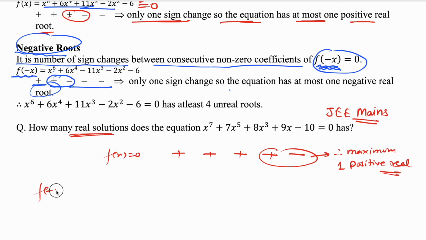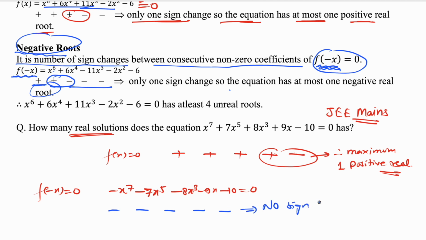Now we write the sign changes for f(-x). So this becomes minus x to the power 7 minus 7x to the power 5 minus 8x cube minus 9x minus 10. Now write the sign changes. What will be the signs? Minus, minus, minus, minus, minus. No sign change. Therefore, no negative real root.